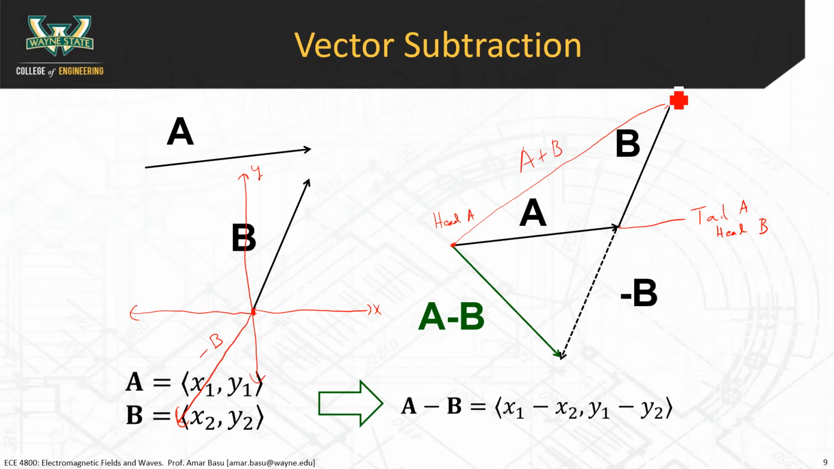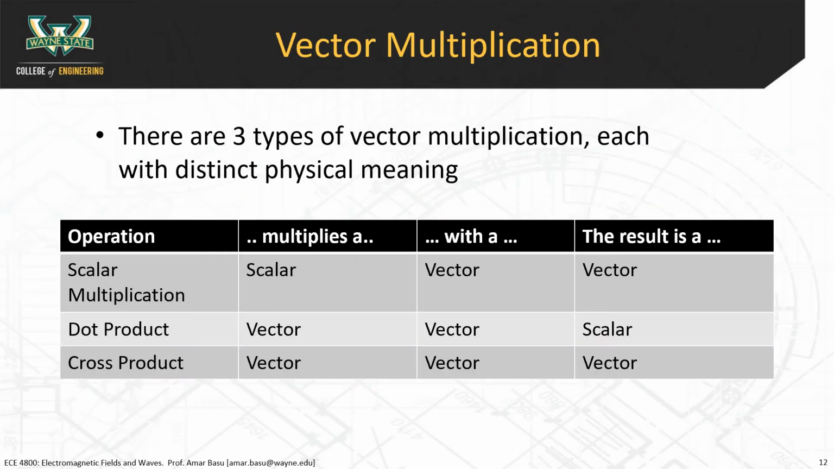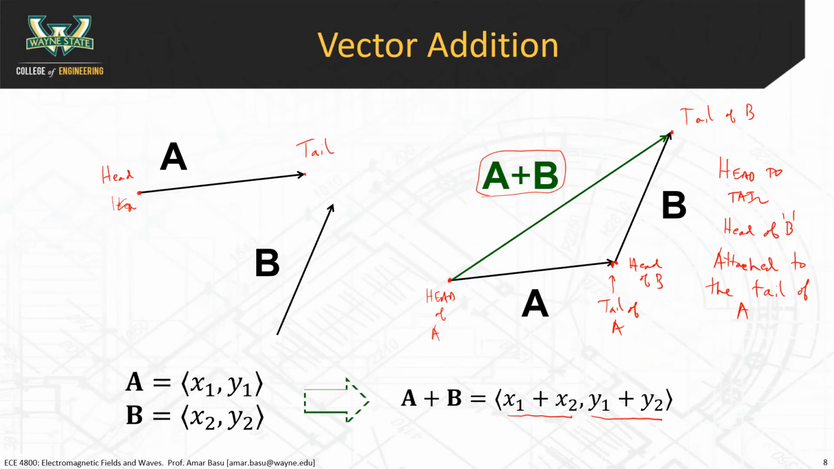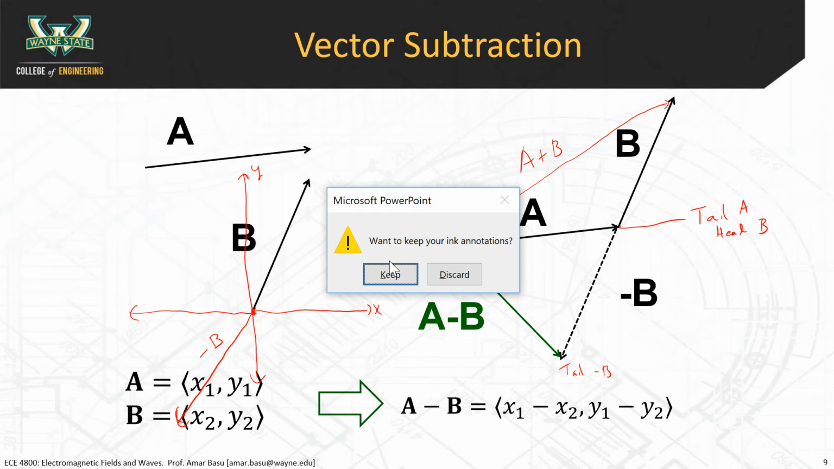All right, so this is our B vector here, and we take the negative of that, so this is negative B. So A minus B is going to be equal to the head to tail of the A vector and then the minus B vector. This is going from the head of A to the tail of negative B. Okay, hopefully this makes some sense. So this is a graphical representation of A minus B. Okay, so let's discard those.